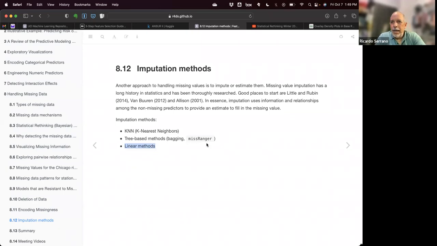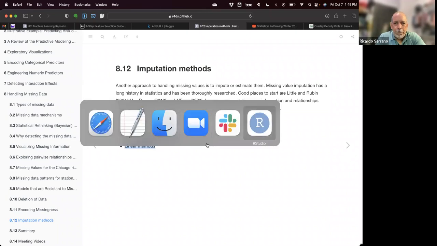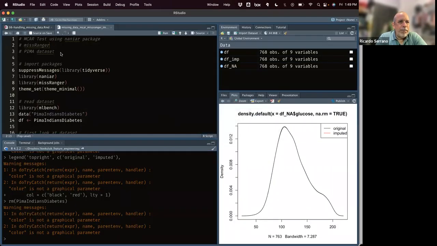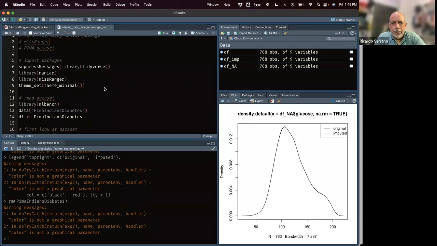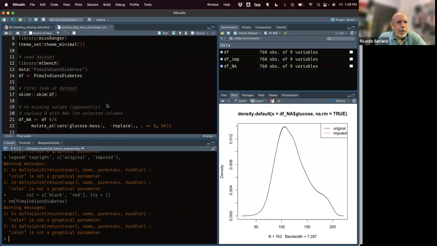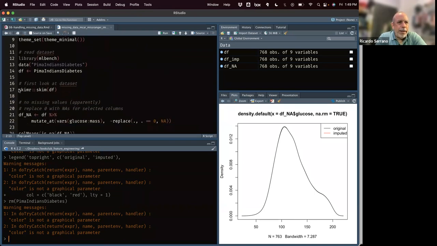So I think we have a couple of minutes, so let me show you a demo on how to use MissRanger, which is random forest with chained equations. So in this one, let me show you here.